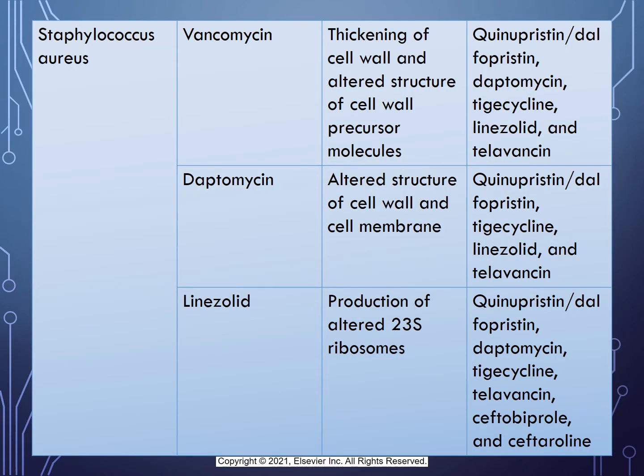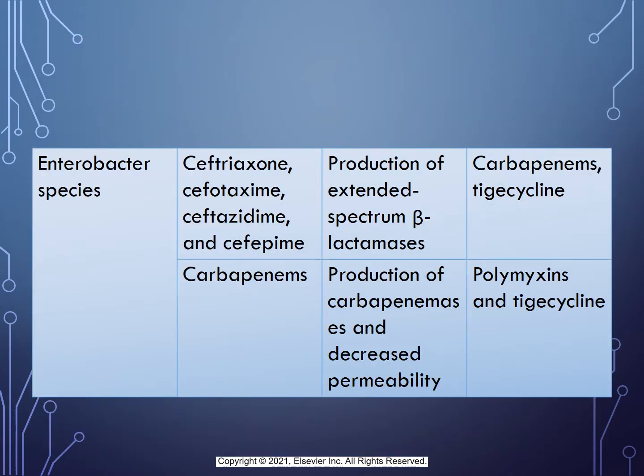For this slide, the first column describes the bacterium, which in this case is Staph aureus. The second again describes the resistant drugs. The third describes resistant mechanisms, and the last column describes the alternative treatments. Again, the first column describes the bacterium, which in this case is the Enterobacter species. The second describes the resistant drug. The third describes the resistant mechanism, and the last column describes alternative treatment options.